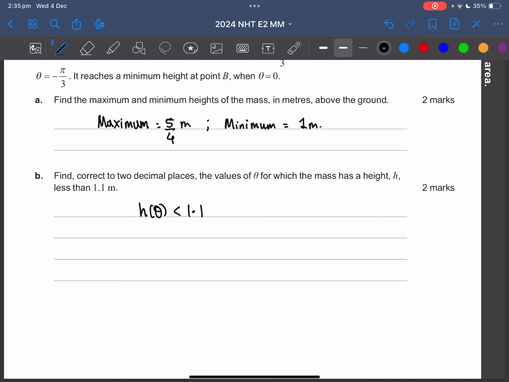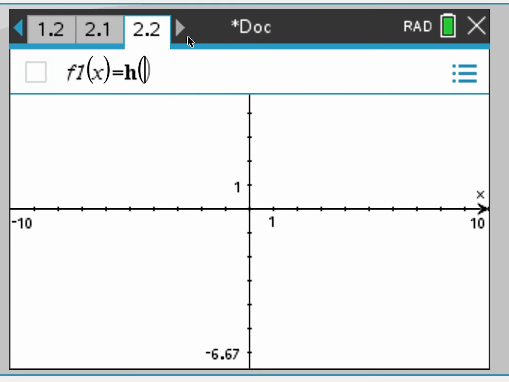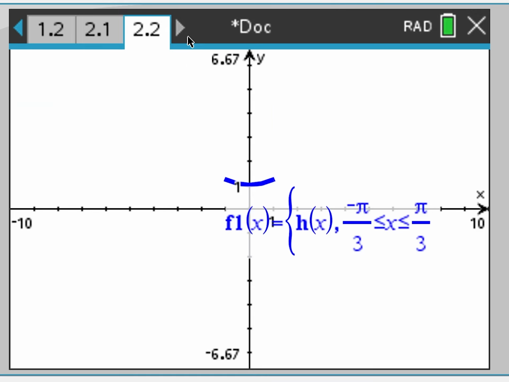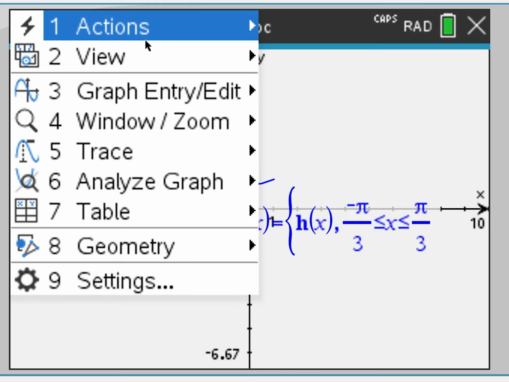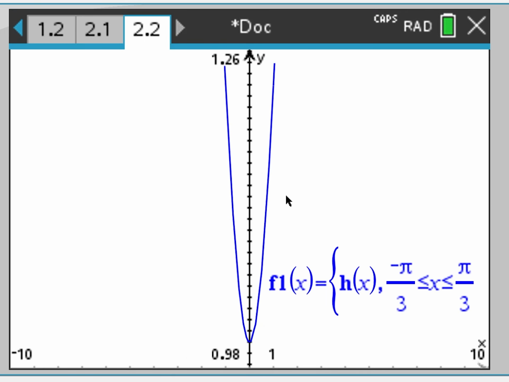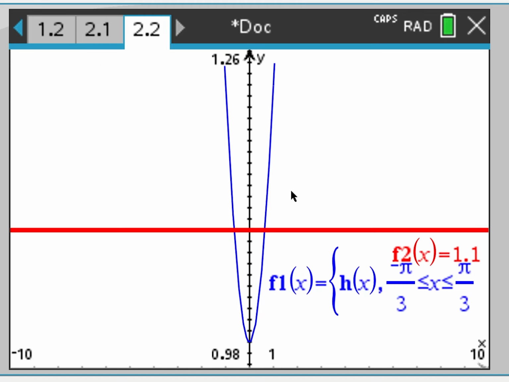So let's come back to the calculator, and if I were to plot the graph of h of x with the domain negative pi on 3 less than x less than or equals to pi on 3, and if I want to get a better view, we press menu for A. There you go, so this is giving us a better view of the graph. And if I were to plot 1.1, we are basically finding all the values below here. So this is when h is equals to 1.1, and we want the values of theta for which it is less than 1.1. So we are looking for all of these values over here.